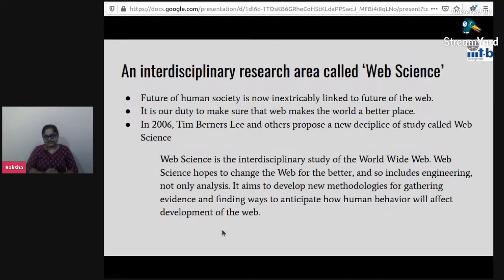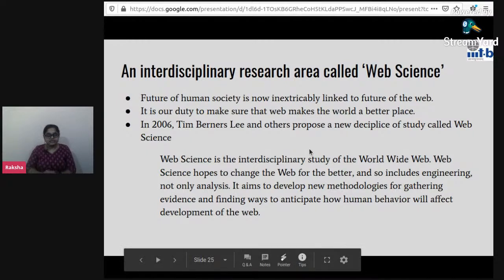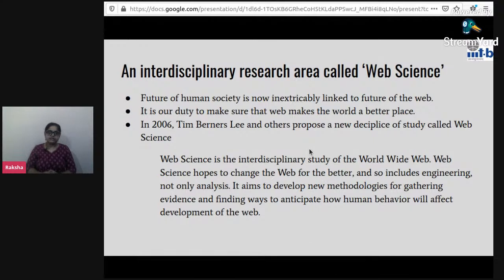So that is when Tim Berners-Lee and others at the World Wide Web Consortium said that enough is enough. We cannot let the web grow on its own like this. We need to start understanding what the web is, and we need to make sure that the web has a positive impact on the world, and that the web makes this world a better place to live in, right? So that is when in 2006 Tim Berners-Lee and others proposed a new discipline called web science.